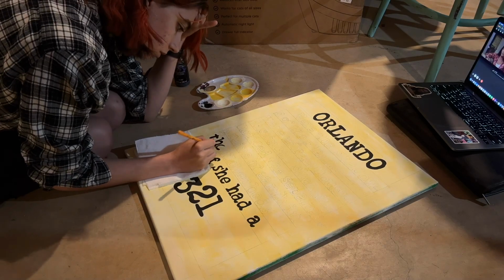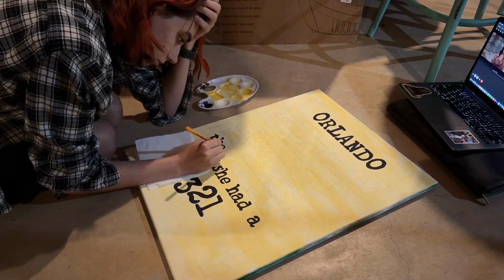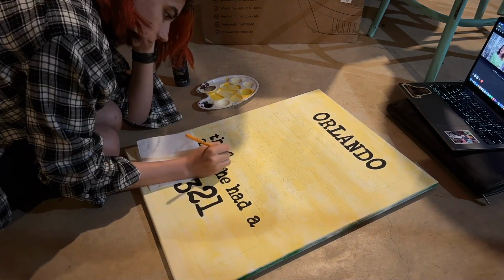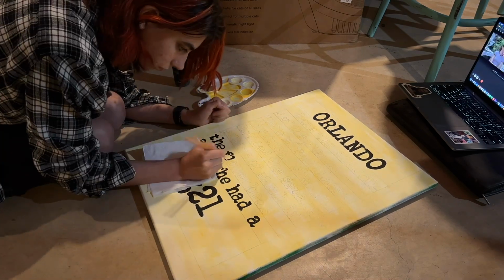Placing the letters and numbers on the canvas, I began to fill them in with black paint. This was the part of the project that took the longest. It felt as if it took over 300 years.